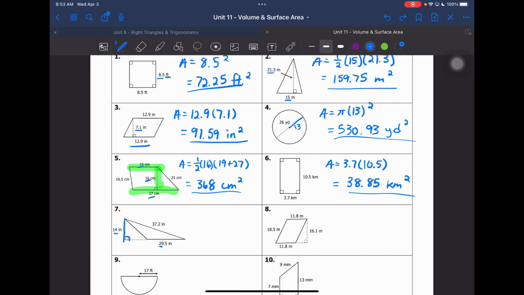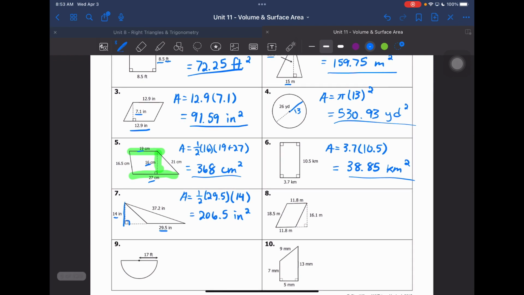That's kind of just there to distract us. What we're going to use is the 14 and the 29.5 to plug into our formula for area of a triangle. So it's 1/2 base times height. Our base is 29.5 and our height is 14. So don't get confused by the 37.2. That's like extra information. So go ahead and type that into your calculator and it'll come out to be 206.5 inches squared.